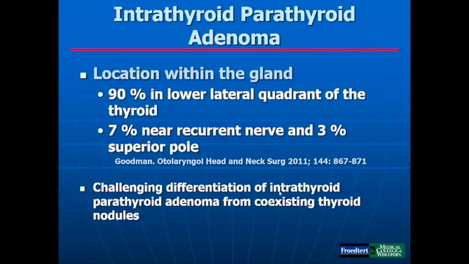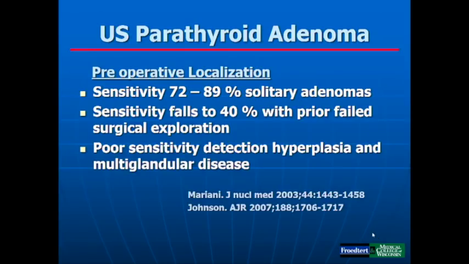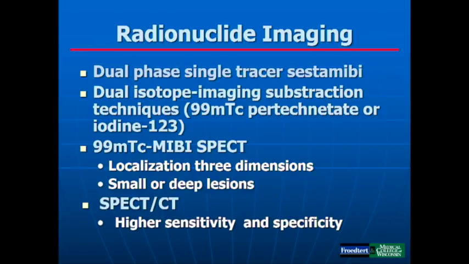This is from another big series on the location in the thyroid gland. Most of the intrathyroid adenomas, 90%, are in the lower lateral quadrant, and some in the superior pole. Again, the challenge is differentiating intrathyroid parathyroid adenomas from coexisting thyroid nodules. Ultrasound is sensitive for solitary adenomas, but falls in patients after failed surgical exploration, with lesser accuracy for hyperplasia and multinodular glands.